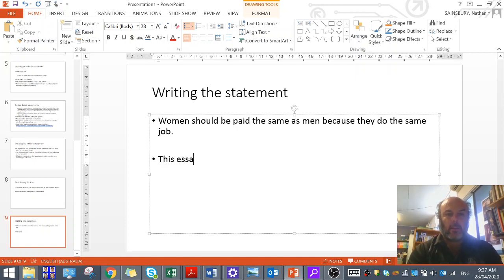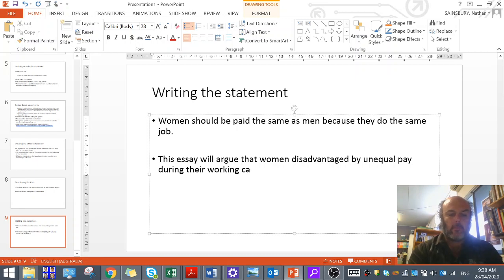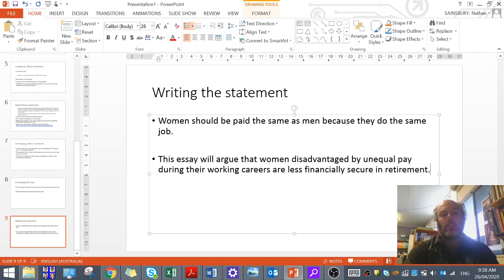This essay will argue that women disadvantaged, could spell, that'd be good, by unequal pay during their working careers less financially secure in retirement. All right, so that's longer. It doesn't necessarily make it better.